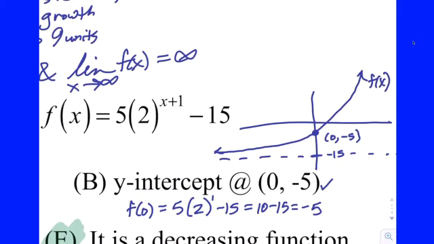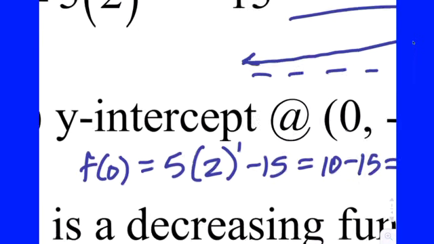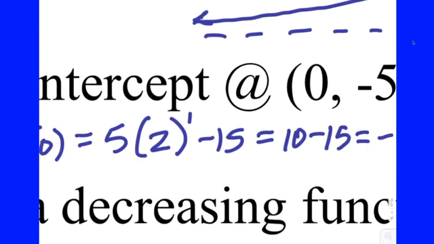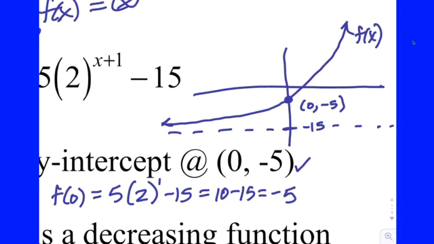In this case, if you find the Y-intercept, because that's one of the choices, I did that right here. Plug in a 0. You get 5 times 2 to the 0 plus 1, which is to the first, minus 15. So by your Dear Aunt Sally's rules, you have to go 2 to the first, which is 2. 2 times 5 is 10. 10 minus 15 is negative 5. So I showed that on my graph, and so there's my graph.